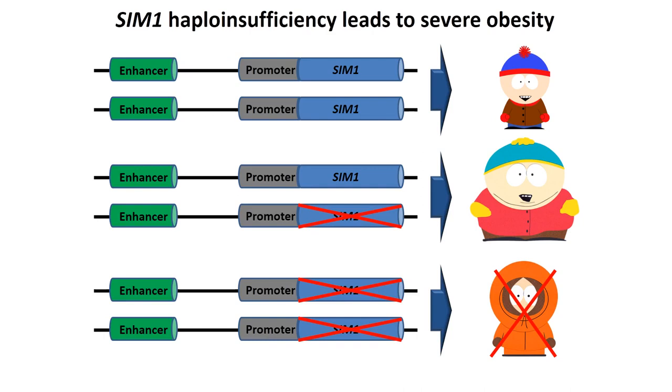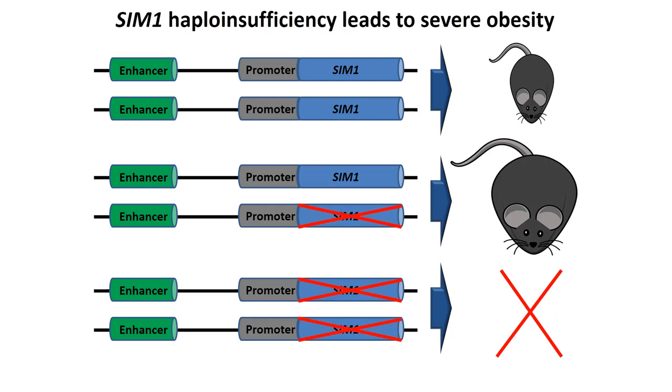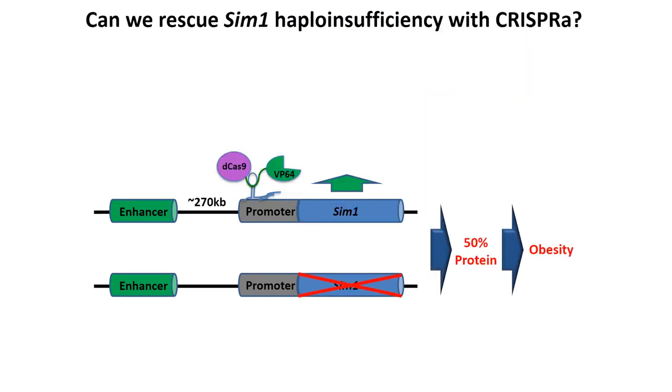So to summarize this, if you have 2 existing copies of SIM1 at the top, you're fine. If you have 1 existing copy, you're haploinsufficient and you are obese. And if you have 2 mutated copies that are non-functional, it's lethal, and there's actually nobody walking around with SIM1 mutations. Same holds true for mice. If you have mice with 2 copies of SIM1, they're fine. Mice with 1 copy of SIM1 are extremely obese, and no SIM1 is lethal also in mice.